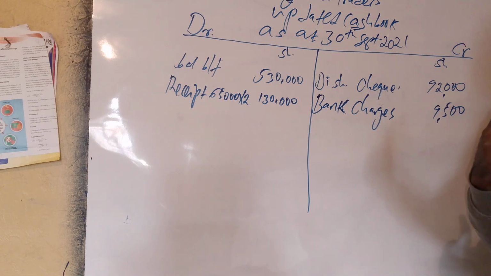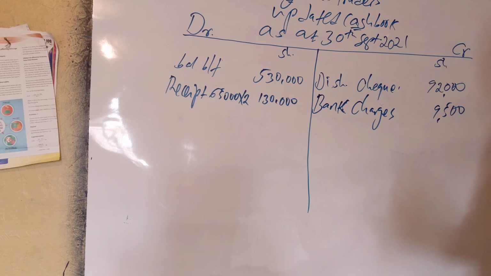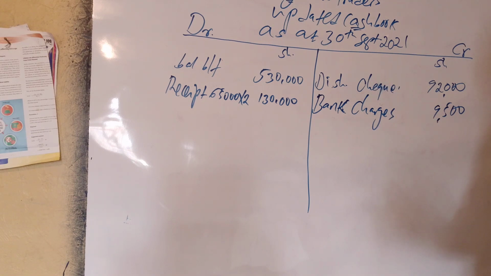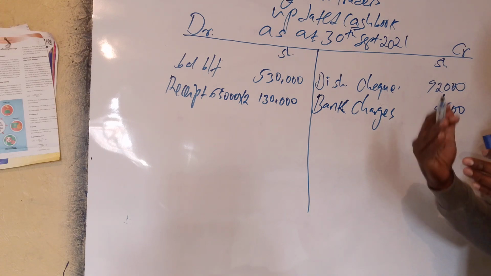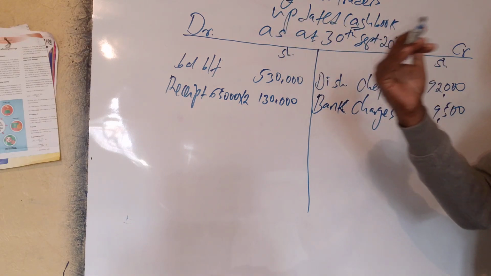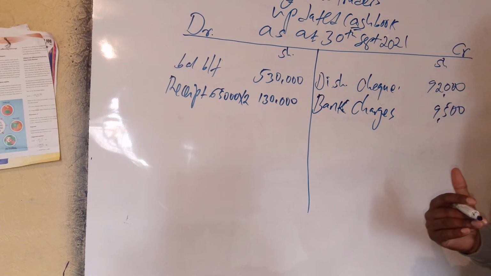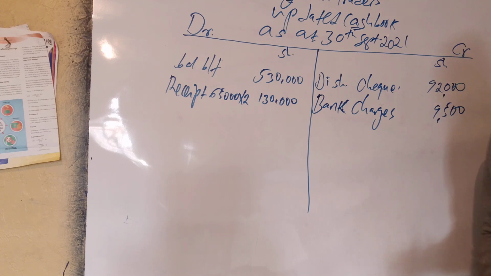There are those items which do not affect your cash book. Examples are an unpresented check, an uncredited check, and an error committed by the bank. Here we are correcting our own errors, errors committed by our accountant. When it comes to the bank, that entry should go to the bank reconciliation statement. So that unpresented check is an item of bank reconciliation.